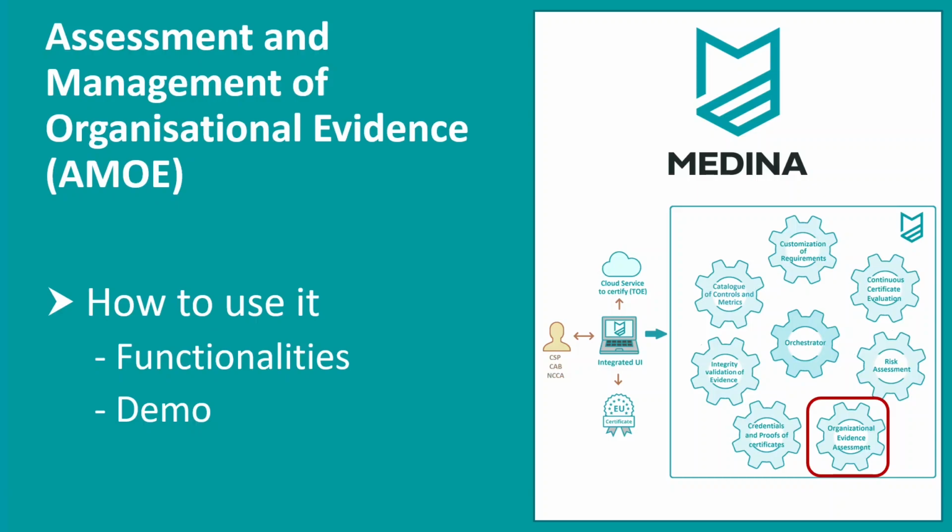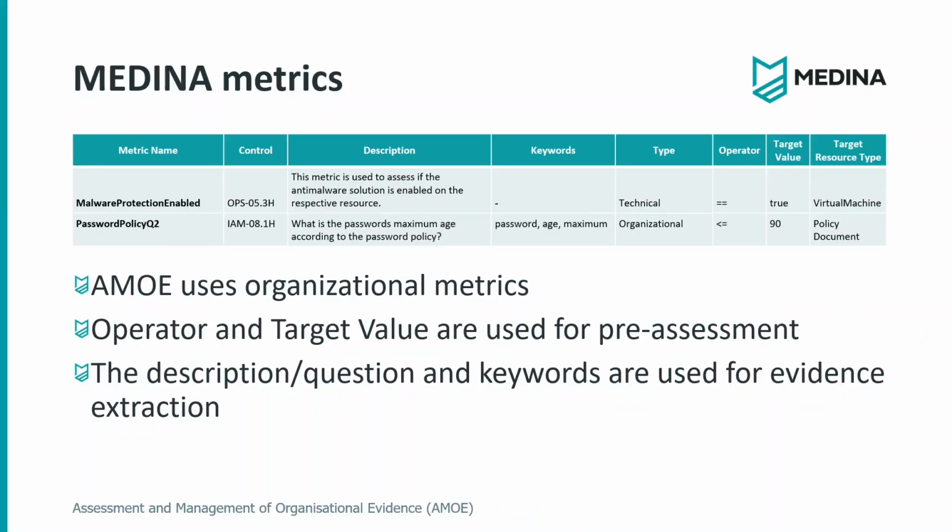Let's continue with the main functionalities and metadata required for evidence extraction. In the table you can see examples of metrics as they have been developed in the MEDINA project. AMOE is using organizational metrics, as shown in the second row, to extract the evidence. The columns depicted here are the most relevant for AMOE.